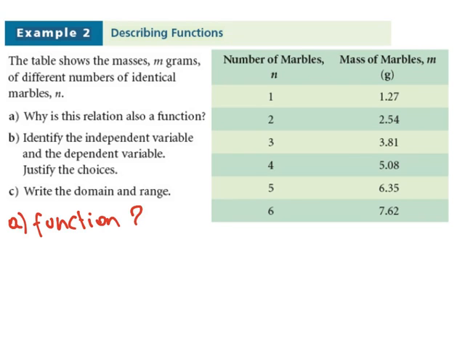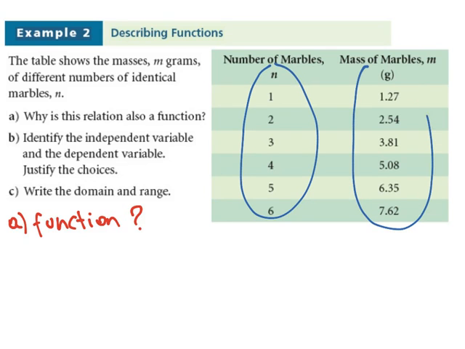So what if this was an arrow diagram? For each number in the first column, there is only one number in the second column. Because of this, it is a function. Yes.